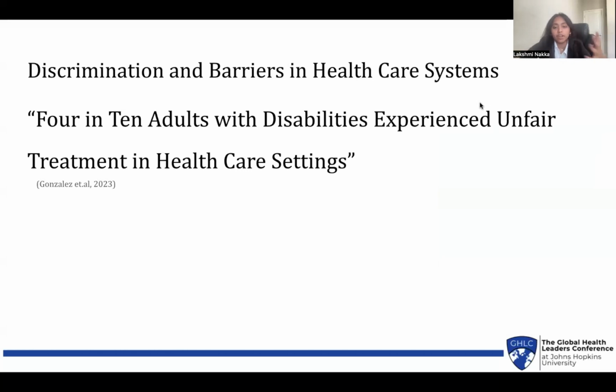Another is the discrimination and barriers that are already set up in healthcare systems. 4 in 10 adults with disabilities experience negative and unfair treatment in healthcare settings. And this is because of a variety of different factors. One is that many health systems are very inflexible about their policies, and a lot of these policies are very inaccessible, like having to sign medical forms independently, for example. And when they're unwilling to change and they're so rigid about their policies, it can make it very difficult for people with disabilities to navigate the system.